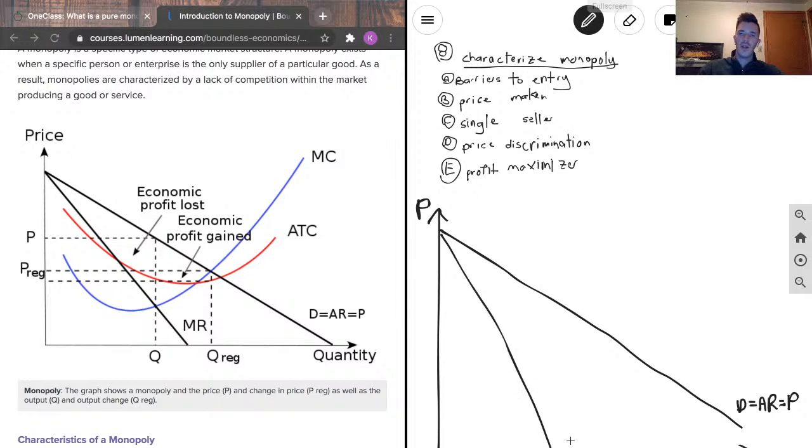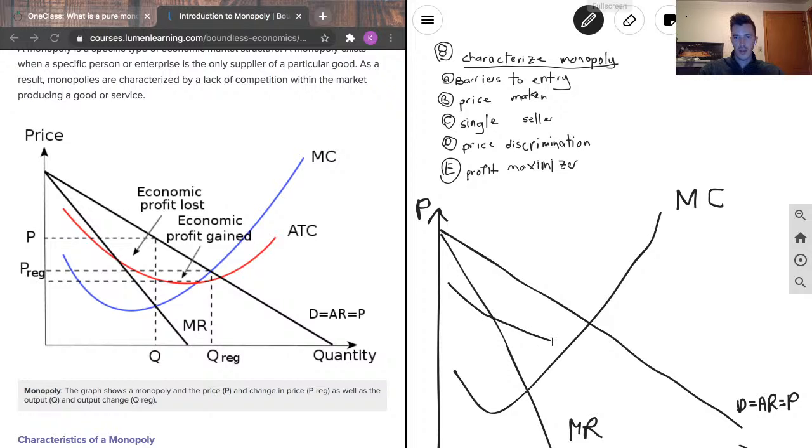We've got our marginal revenue, which slopes down at a steeper slope than our demand curve. We've got our marginal cost, which always looks like a bit of a check mark. And our average total cost, which is sort of flat U-shaped. So one thing to remember about monopolists is that in order to maximize their profits, they always produce where marginal revenue equals marginal cost.